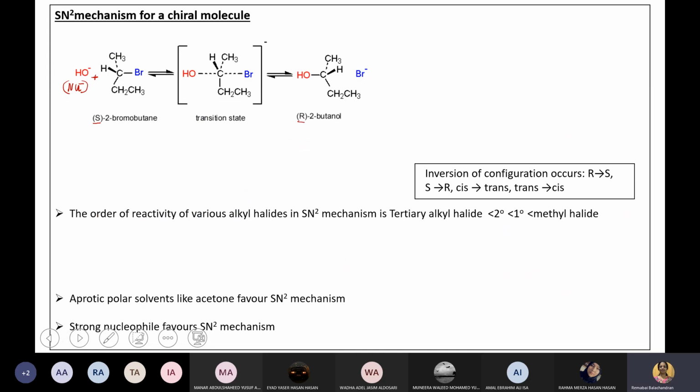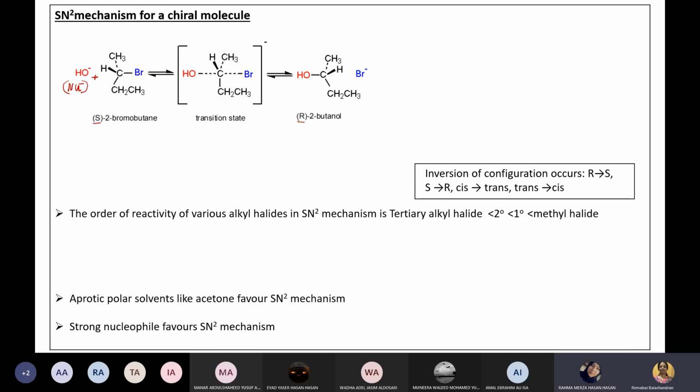Yes, at an angle of 180 degrees to that of the leaving group. The Br minus is the leaving group, OH minus is the incoming group. So it is approaching this carbon from the opposite direction. Is it okay? So this is the transition state. Is it clear?